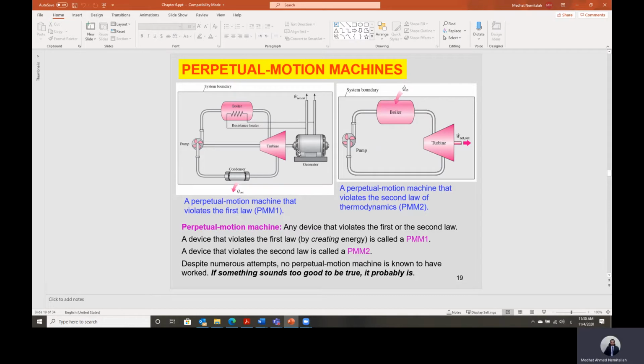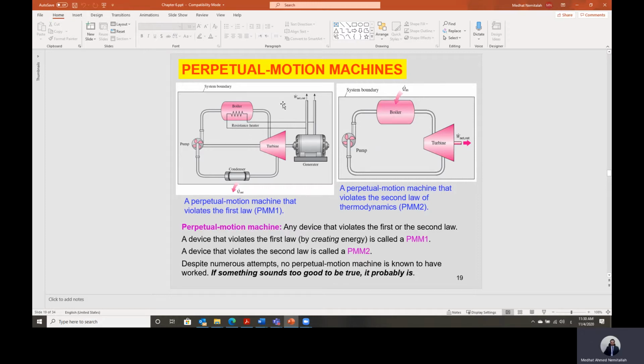So usually, as we told you, there is actually efficiency for any heat engine, which should be less than 100%. That means the output should be less than the input. Now he is taking part of the output, which is less than the input, to be the input to the system. Okay? And this system can never work.